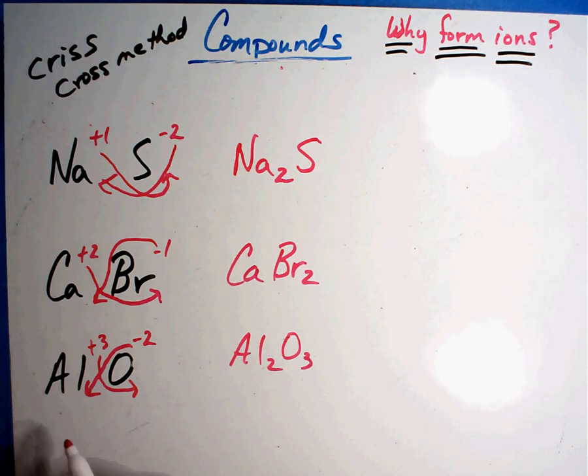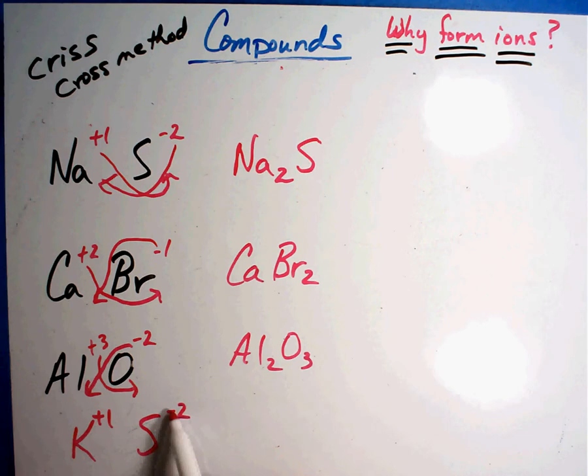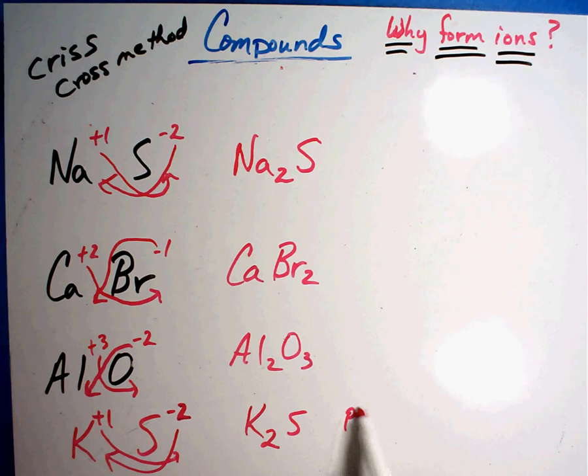Let's look at another one real quick. What happens if I had one like K and S? Well, when I look at the charges, K is a +1, S is a -2. The first question you have to ask yourself is, do they equal 0? No. Then crisscross them. It means switch their places. So it should be K2, so the 2 went there, S1. And you don't write the 1. Called potassium sulfide.